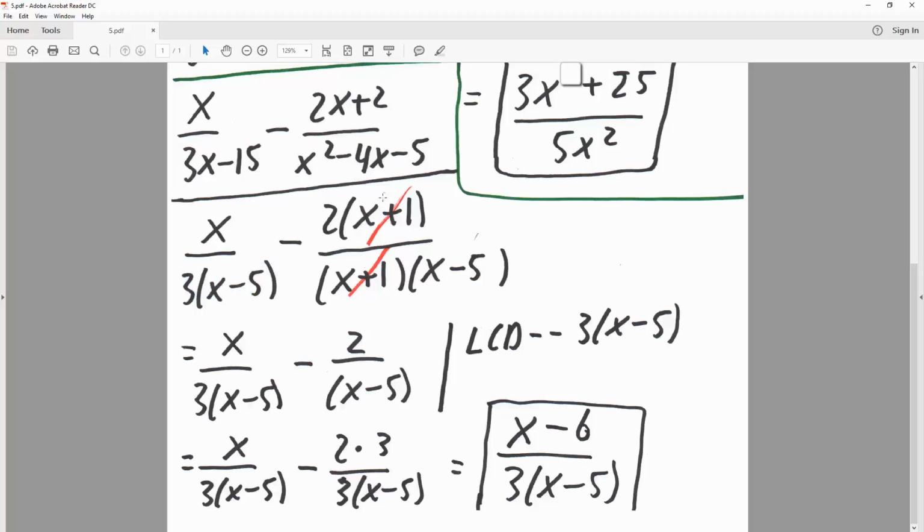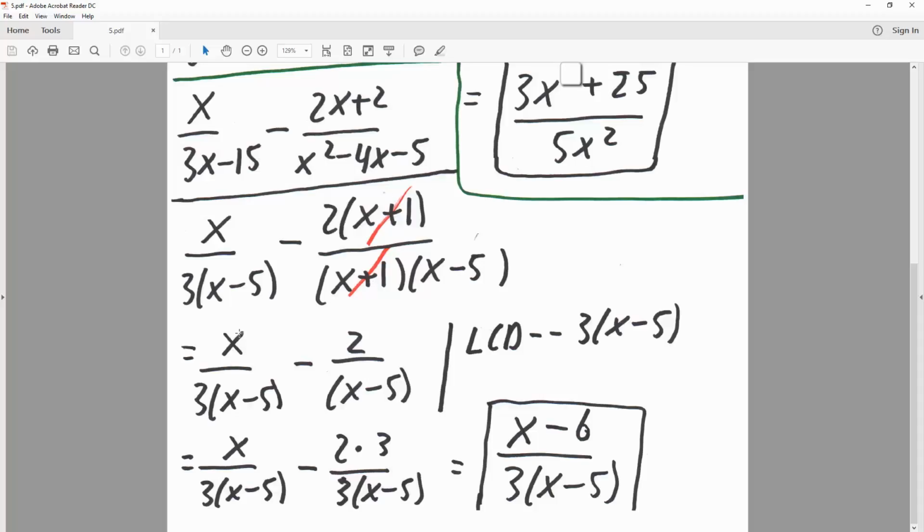Next we do the numerator for this. So we can factor out a 2. So we get 2 parentheses x plus 1. That would be 2x plus 2. Next we can factor this polynomial, and we would get parentheses x plus 1 times parentheses x minus 5. And what we notice here is that this term and this term are common, so we can cancel because this divided by this is simply 1.